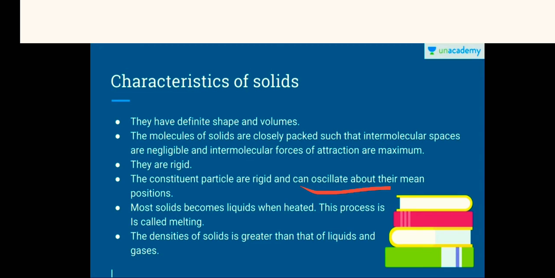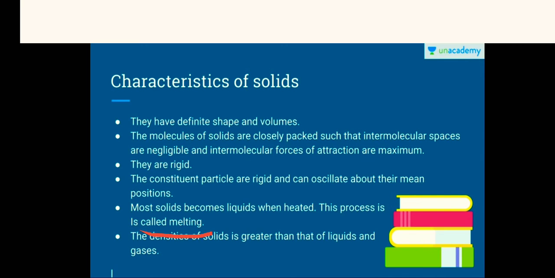Now, most solids become liquids when heated. Why are they becoming liquids over here? That is because on heating, the kinetic energy of the molecules is going to increase. When the temperature increases, the movement will increase and they will go far apart from each other. That is the reason why they are being converted into liquids. Now, this process of conversion of solids into liquids is known as melting.